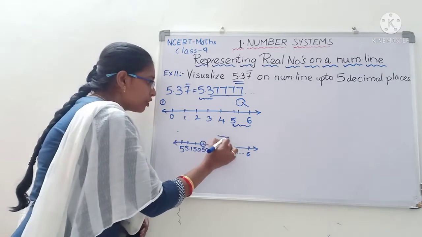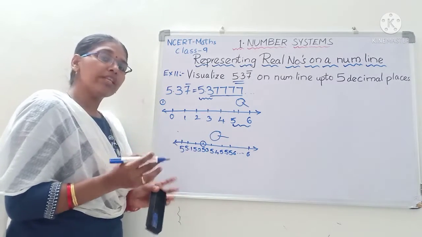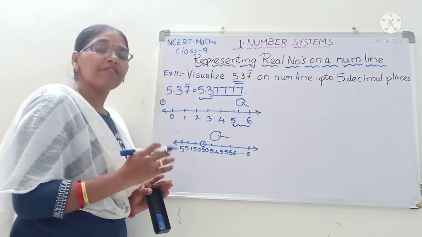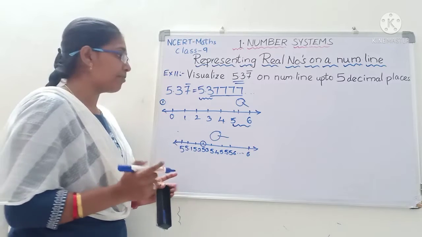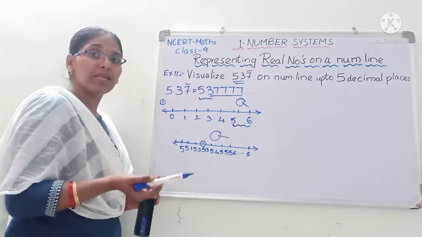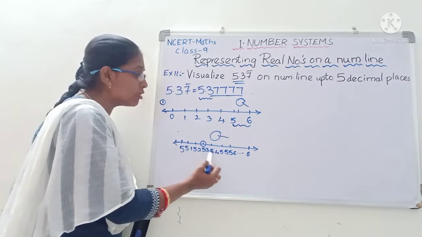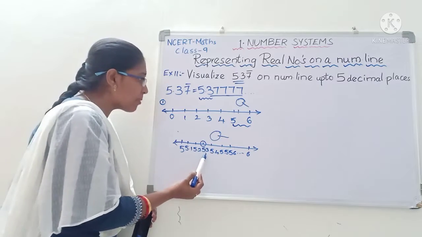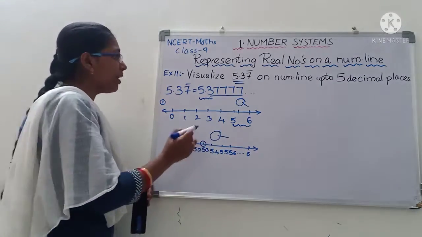So assume a magnifying glass and see that, children, between any two numbers there are infinite numbers. So between 5 and 6 also you will find many decimal numbers, that is many irrational or rational numbers. So let us divide 5 to 6 into 10 parts, then you can find 5.3. Now till 5.3 you are able to find on the number line.